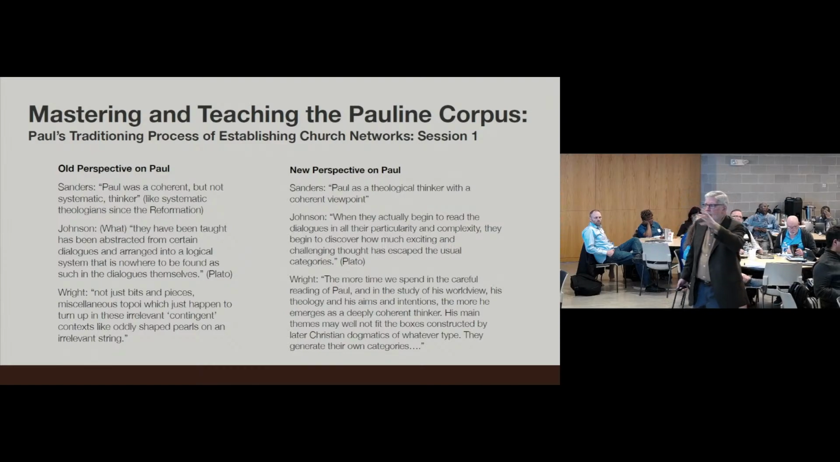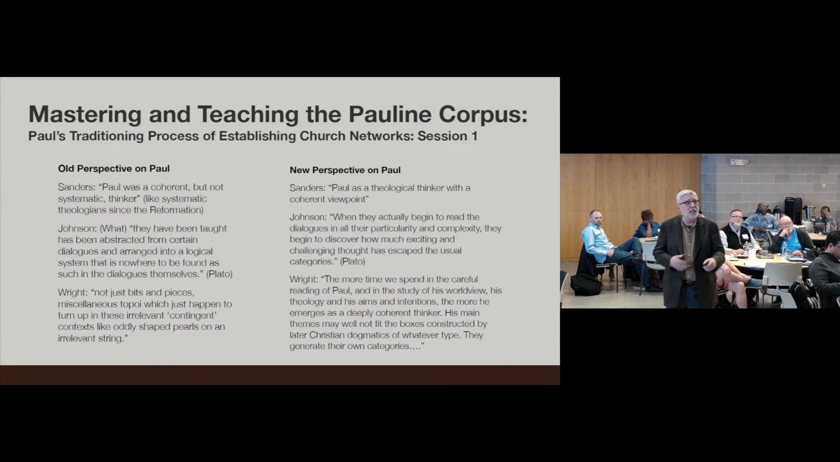In other words, the dialogue is taken out, the story is taken out, and you just have these individual concepts that become what you actually study. And a lot of them are built around a specific theological word, and they've destroyed the word, so from an incommensurability standpoint, you can't use that word anymore. Whereas Johnson says, they actually begin to read the dialogues in all their particularity and complexity, they begin to discover how much exciting and challenging thought has escaped the usual categories, the reductionistic categories of systematic theology.